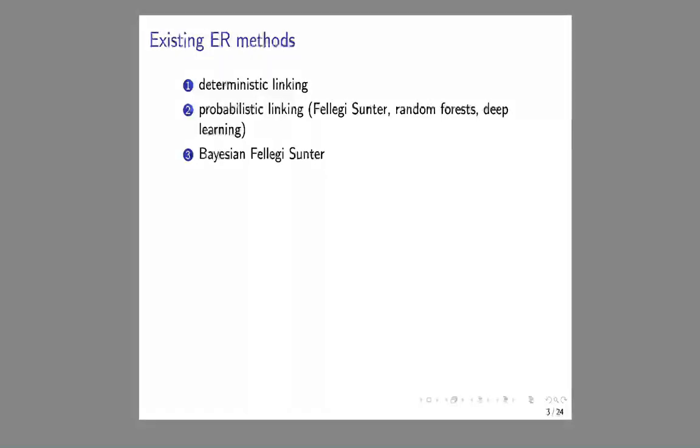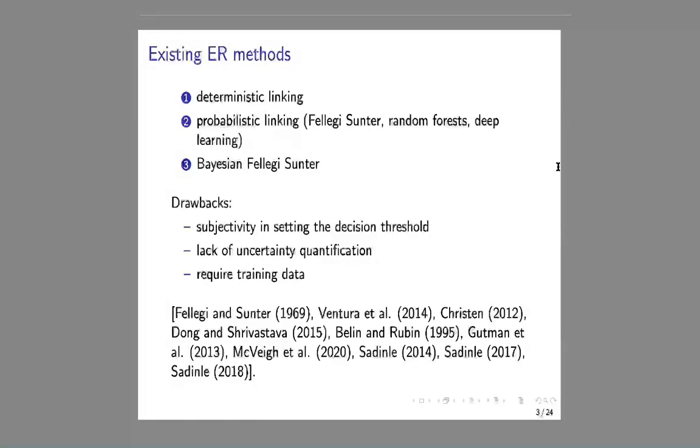So I'm just going to review quickly existing ER methods, what they are and some limitations. We talked already about deterministic linking. We talked about probabilistic linking, such as Fellegi-Sunter, random forests. There are other types of methods that are very commonly used in computer science, as well as machine learning, such as deep learning models. There are also active learning models. And then another method that's being more commonly used now is a Bayesian Fellegi-Sunter model. It's where we take the original Fellegi-Sunter model of the hypothesis test and we simply put some priors on it.